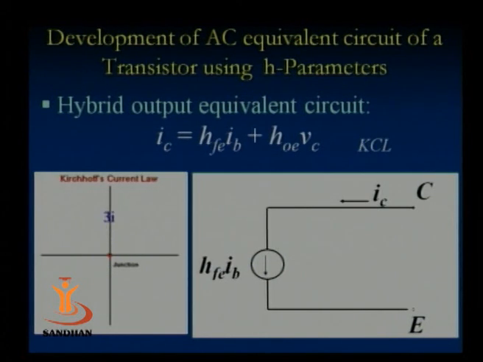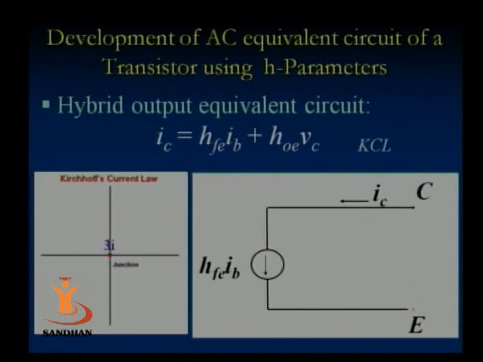We know the Kirchhoff current law. You can see in this animation on the left hand side that three equal currents I are coming to the junction, and when they are added, the resultant current we get is 3I. So this is the circuit representing 3I equals I plus I plus I. Likewise we can draw a circuit which represents IC equals HFE IB plus HOE VC.